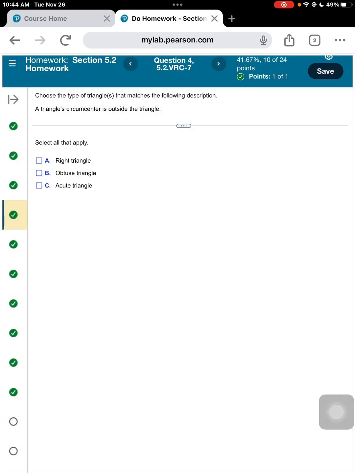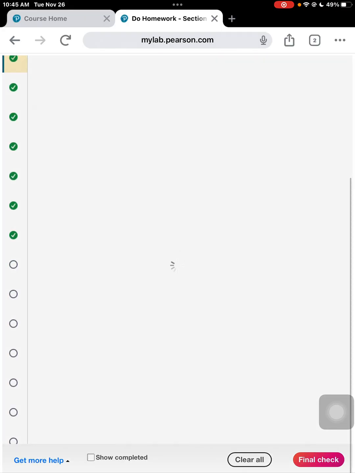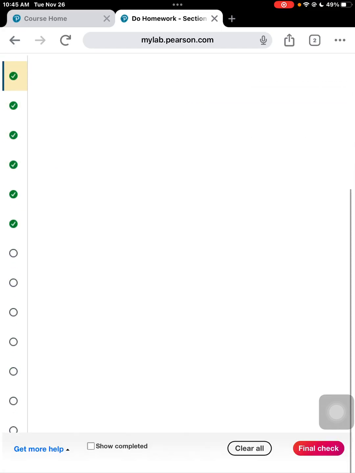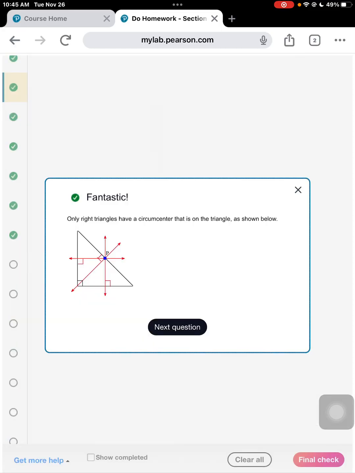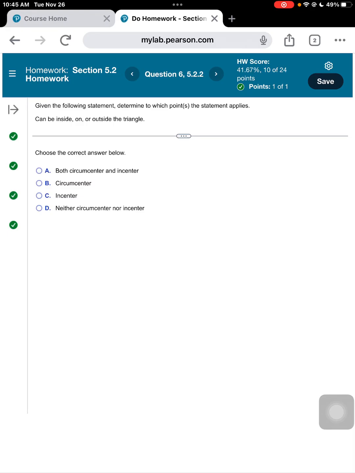So a triangle's circumcenter is outside the triangle in an obtuse triangle. When is your circumcenter inside your triangle? When it's an acute triangle. When is it on your triangle? When it's a right triangle. Now, where specifically is your circumcenter in a right triangle? Everybody usually says the hypotenuse, and that's true, but even more detailed, where exactly on your hypotenuse is your circumcenter? On the midpoint of your hypotenuse, okay? So a triangle's circumcenter is on the triangle in a right triangle. Okay, very important. It can be inside, on, or outside the triangle.